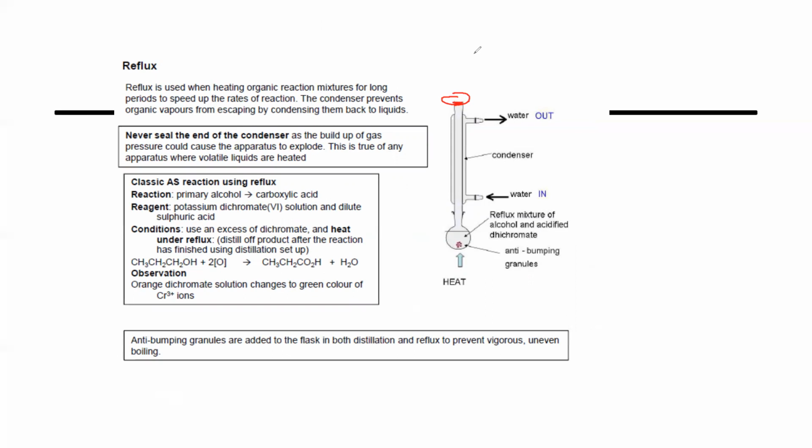So primary alcohol, it's not a direct conversion. Sorry, the primary alcohol is first oxidized to an aldehyde, and then the aldehyde is oxidized to a carboxylic acid.